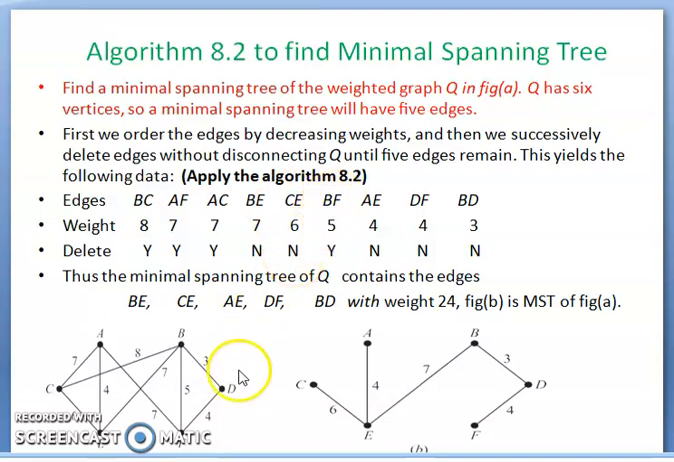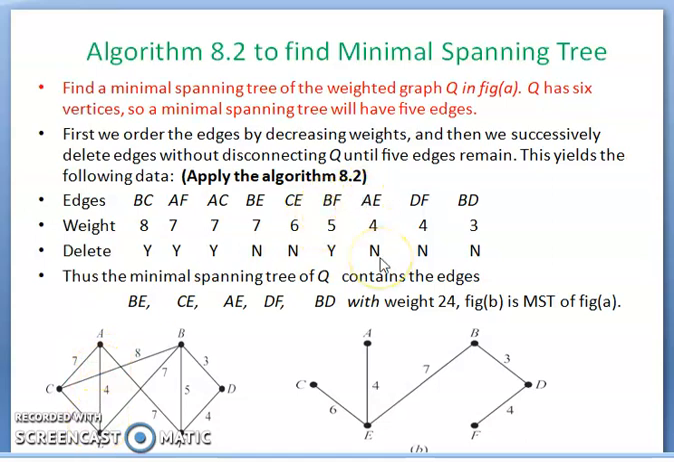And if you remove BF, B and F, that is still a connected graph. There is no disconnected graph, right? And if you remove AE, meaning A and E, the answer is no. You already removed this one. Don't remove this; if you remove this also, A may be isolated and the graph is disconnected. So that's why you consider AE.